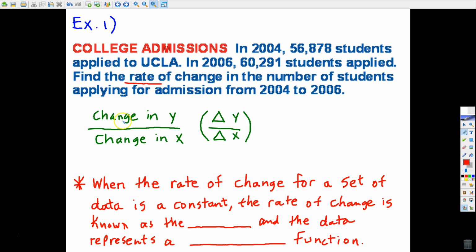But let's go ahead and get our formula. The way we discover the change in the y's, or delta y, is we take the two y's, we'll call them y2 and y1, and we'll subtract. It's the difference between the two y values divided by the difference between the two x values.